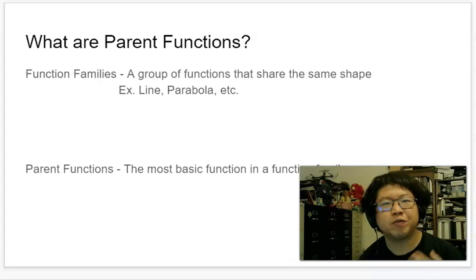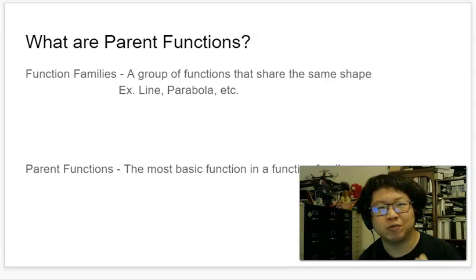So first of all, function families. When I'm talking about a function family, I'm talking about a group of functions that have the same shape. Things like lines, parabolas, circles, even ovals, or ellipses as we call them in the math world. Those all have functions that let you graph them, but those functions are all very similar. So we call them function families.